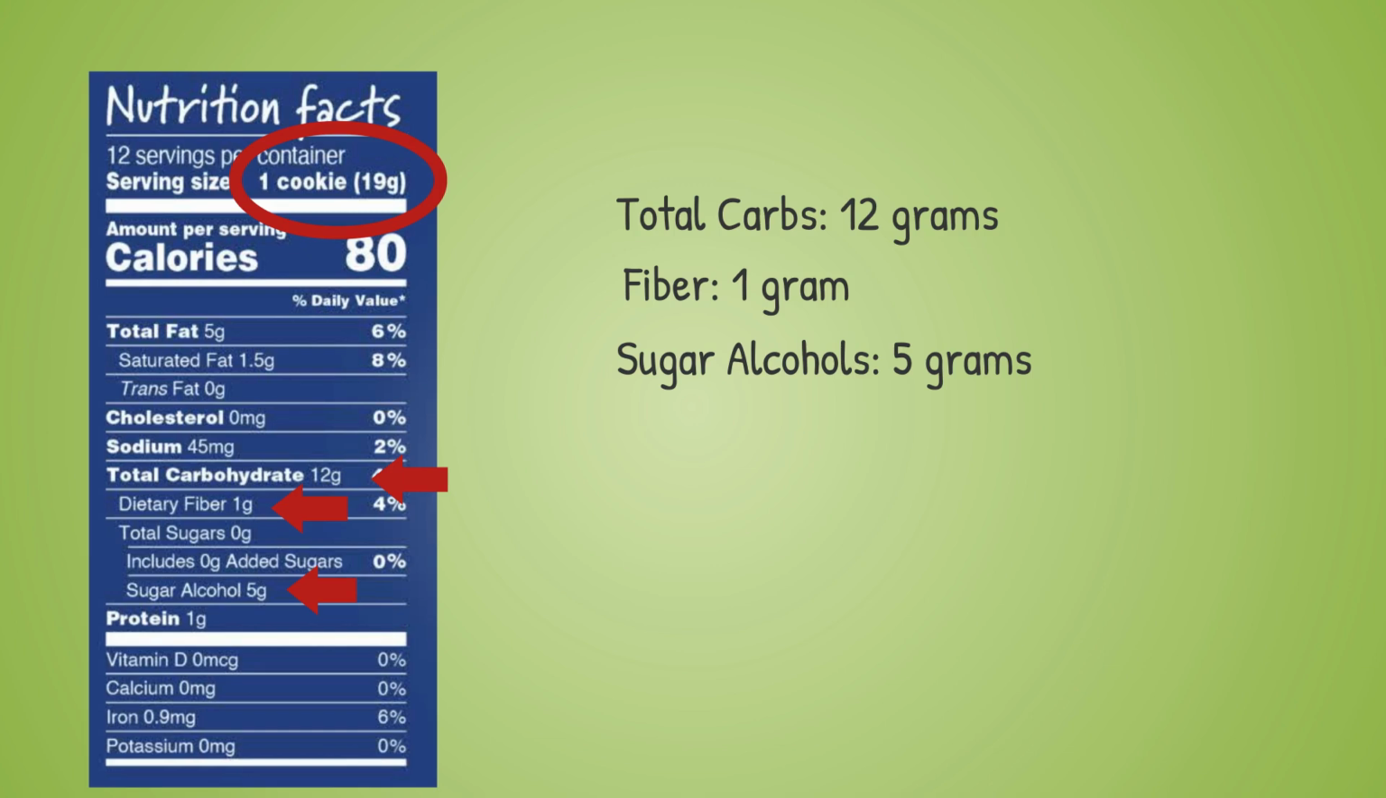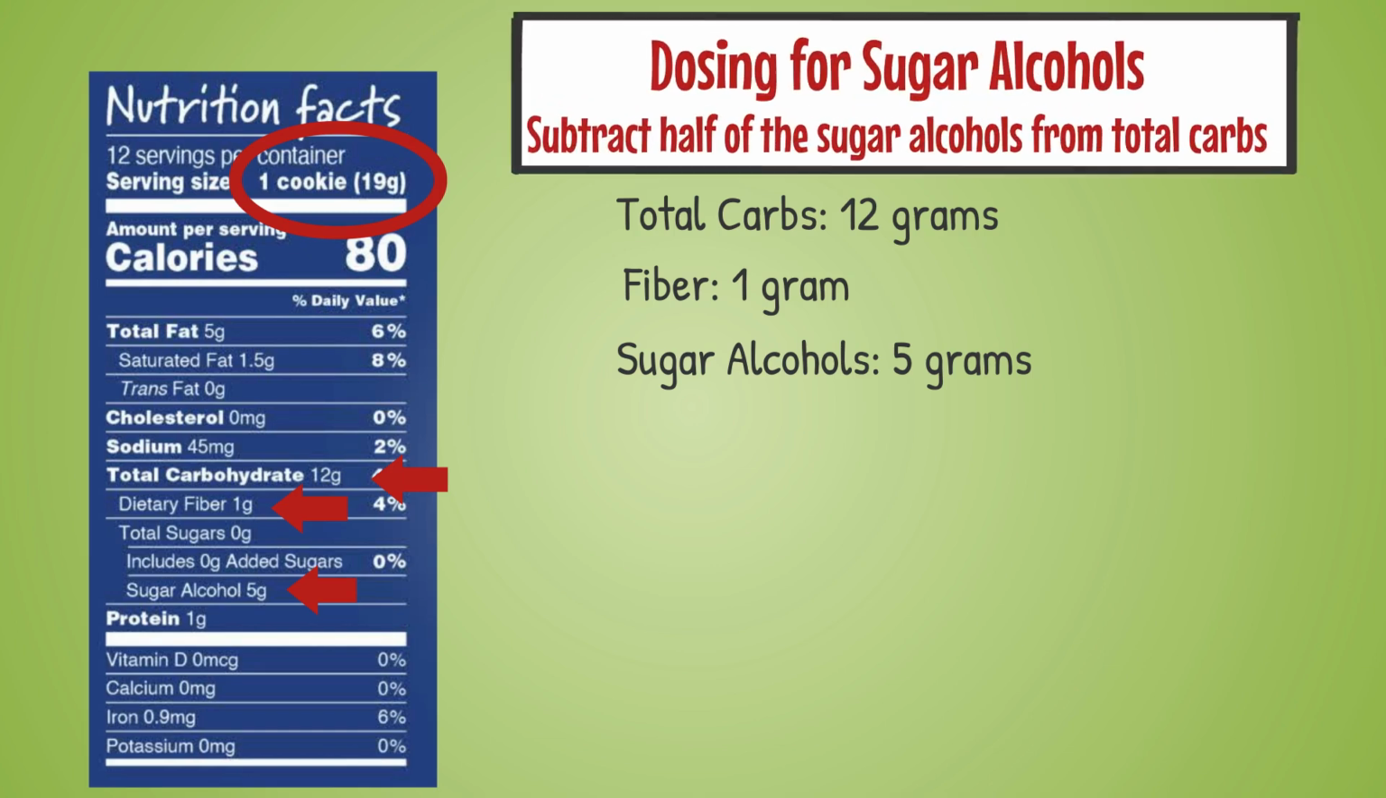Because sugar alcohols are partially absorbed, you cannot completely ignore them during carb counting. On the other hand, you cannot include all of it either, as that would be too much. The recommendation for sugar alcohols is to take half away from the total carbs.